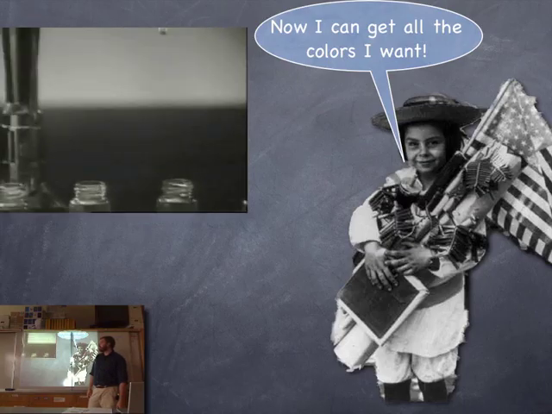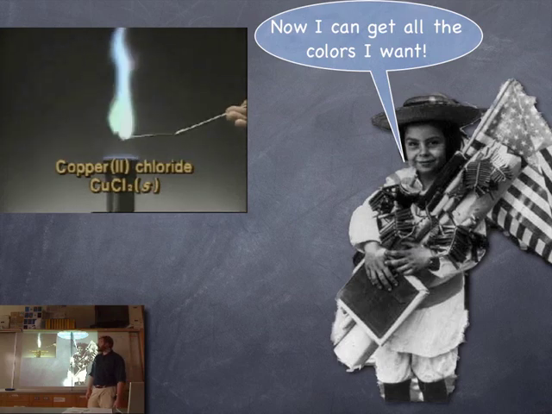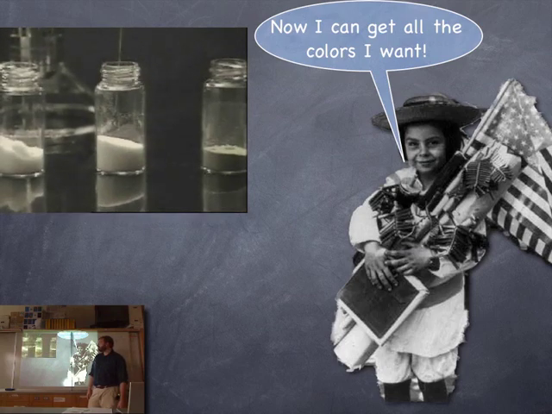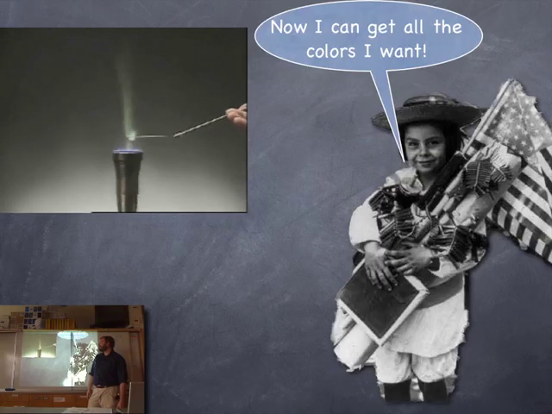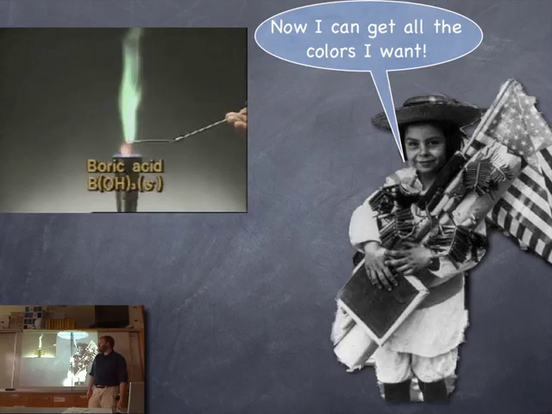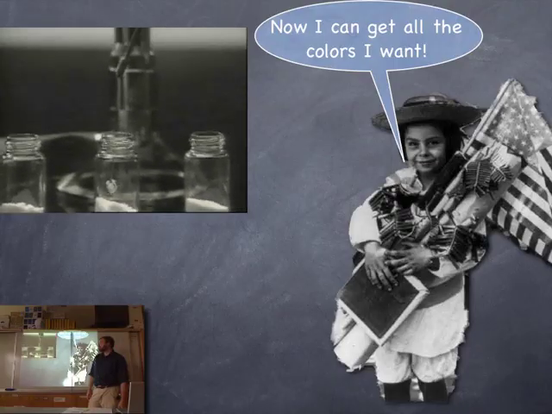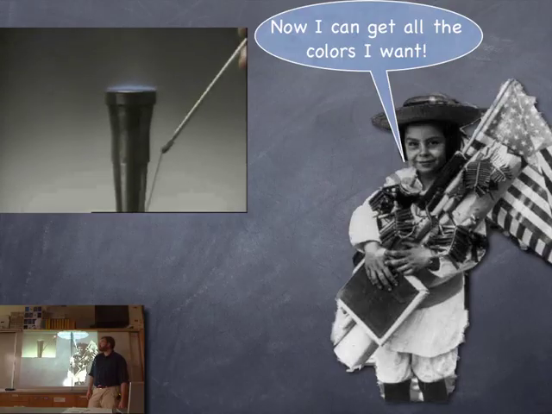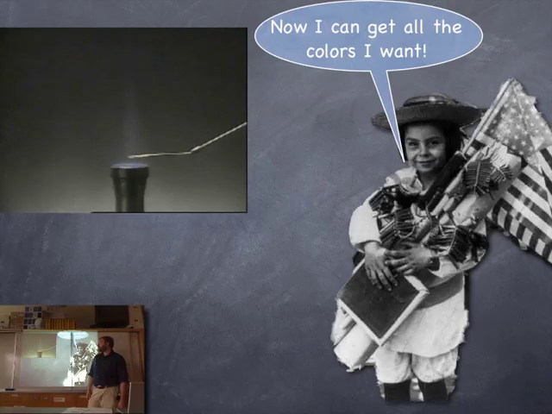And they're grabbing a little loop of copper chloride. It's the copper that gives us that nice blue color. Jane's experimenting. Boron gives us that green color, boric acid. Then potassium chloride gives you a sort of faint purple blue color.